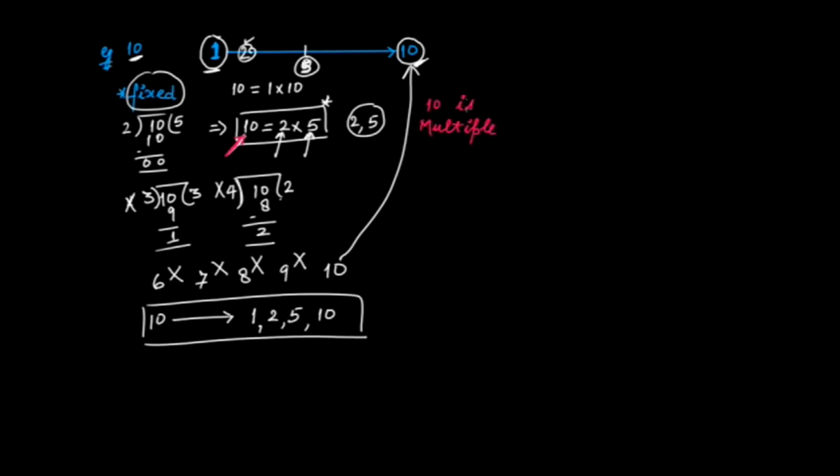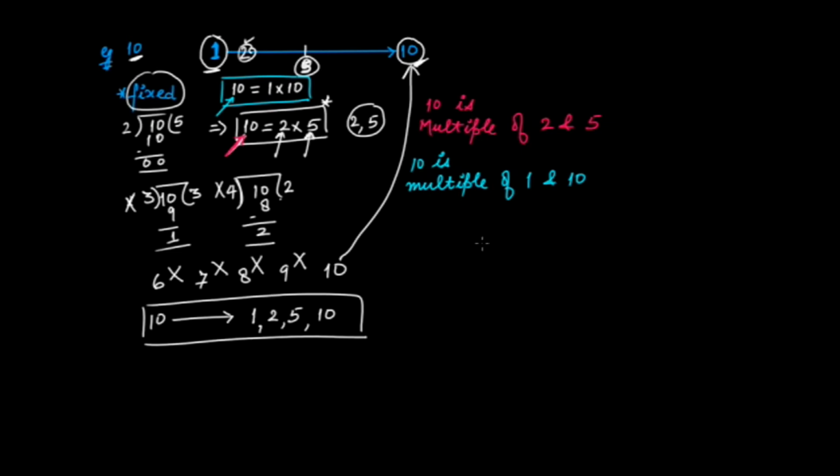10 is a multiple of 2 and 5. Similarly, in this case, 10 multiplied by 1 is equal to 1 multiplied by 10. So this 10 is a multiple of 1 and 10. I hope the concept of factors and multiples is clear to you.